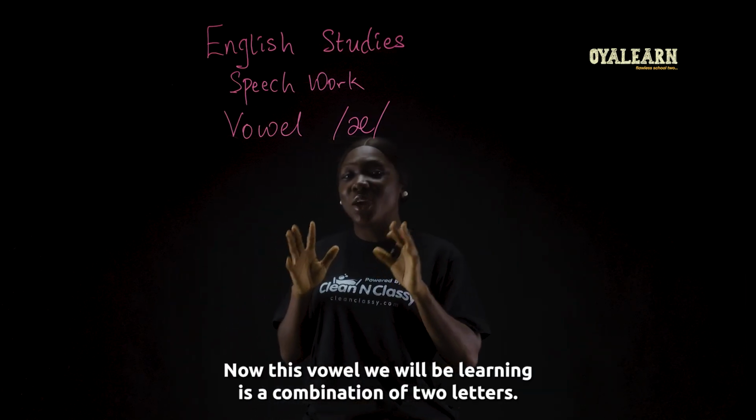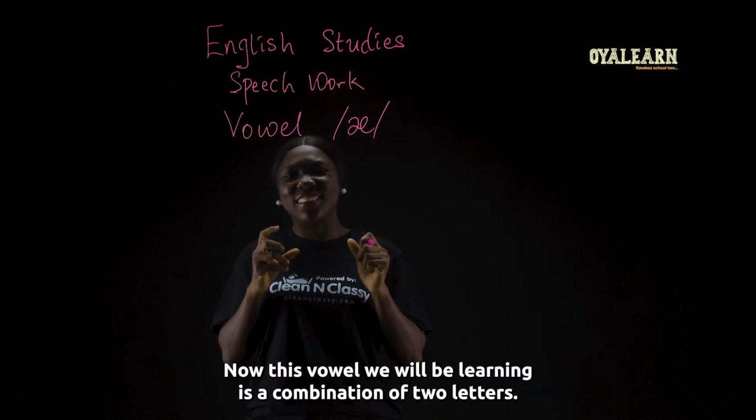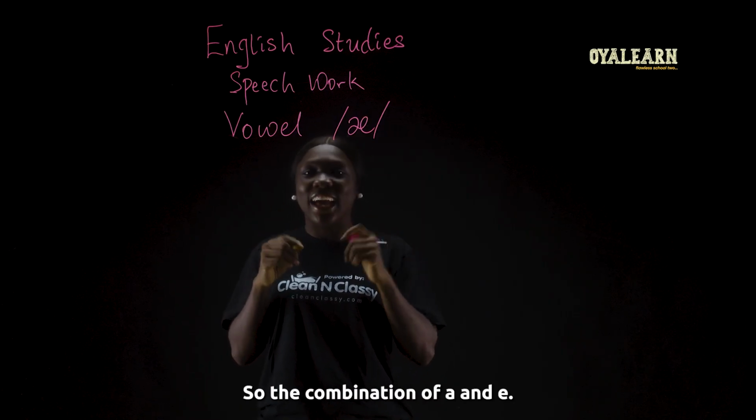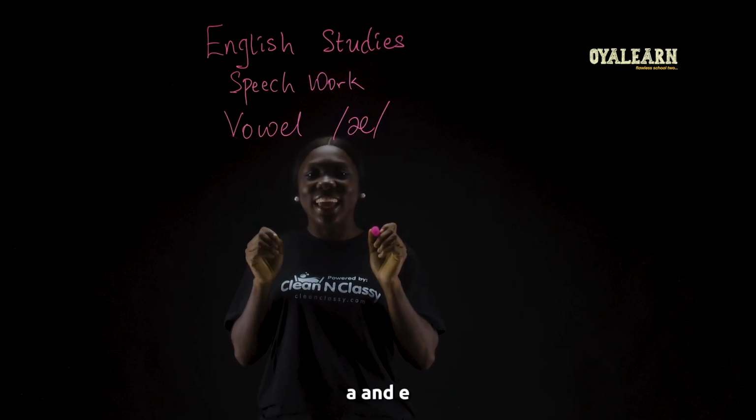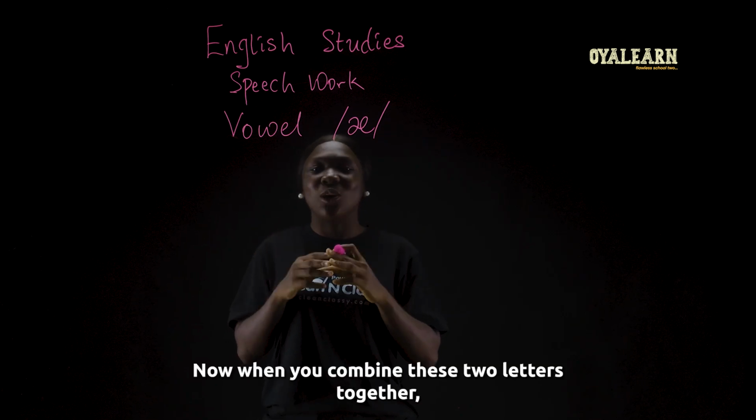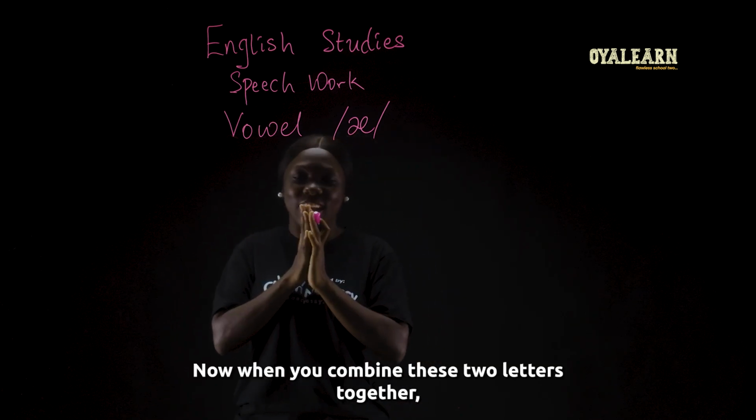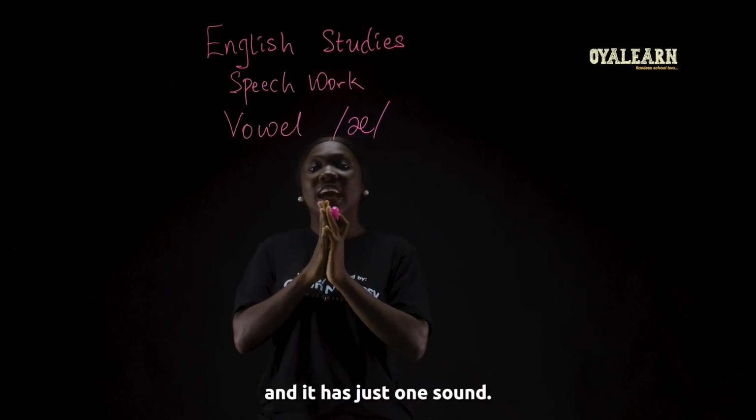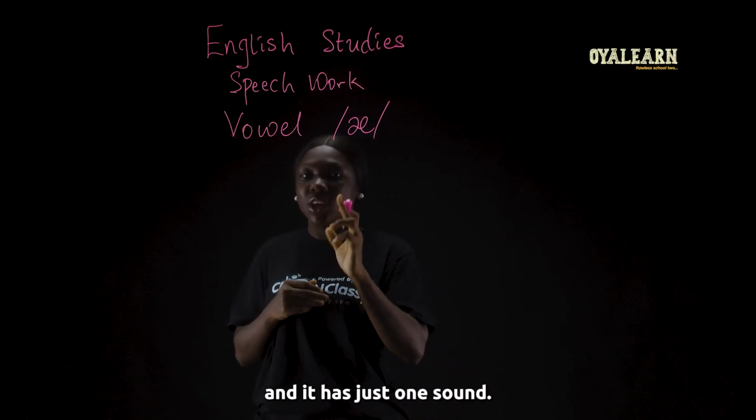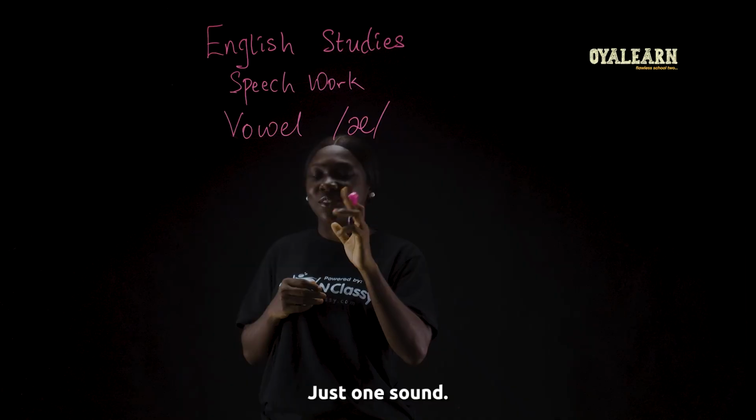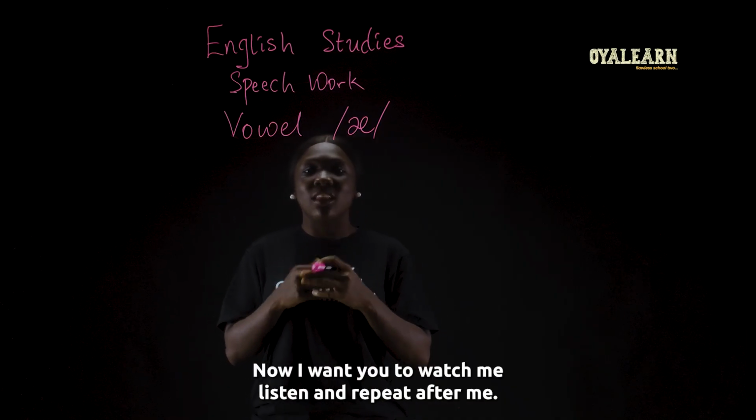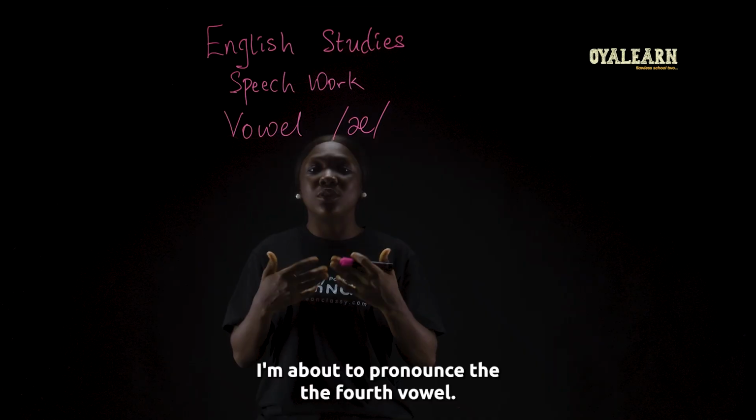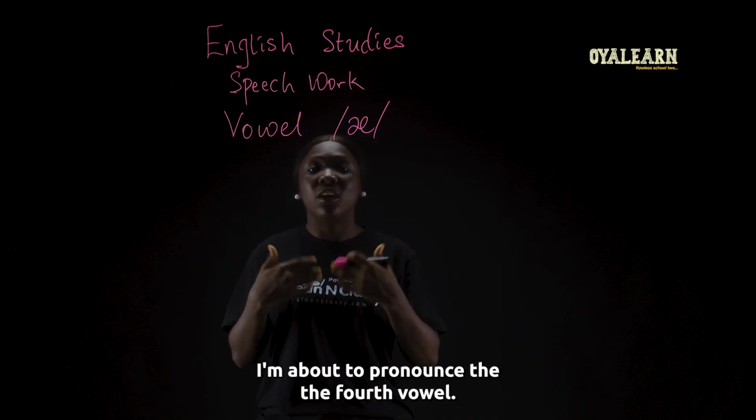Now, this vowel we will be learning is a combination of two letters. It's a combination of A and E. When you combine these two letters together, you get your fourth pure vowel, and it has just one sound. Now, I want you to watch me, listen, and repeat after me. I'm about to pronounce the fourth vowel, ah.